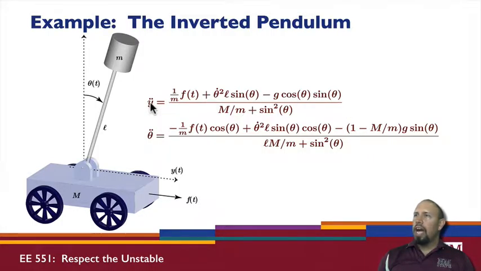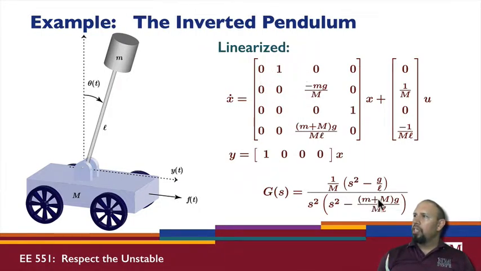So this y, in this case, is the horizontal position. Theta is the angular position of this, and so we have those two. These are our differential equations that describe the motion here. We can put it and create a linear model. This is our linear model.